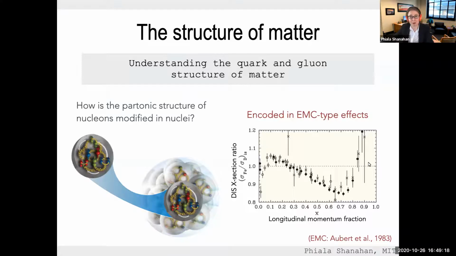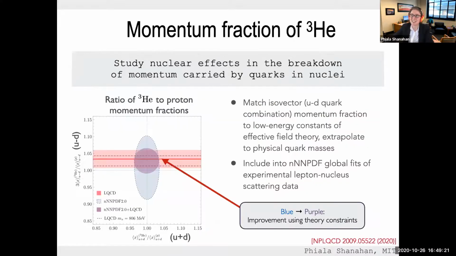We can look for nuclear effects in various quantities, and one of the simplest is in the momentum fraction that we saw before for the proton. What I'm showing here is the ratio of the momentum fractions in helium-3 to that in the proton. On this axis is the up minus down quark combination, and on this axis is the up plus down quark combination. So how much momentum these combinations of quarks carry in helium-3 divided by the same in the proton. From fits to experimental data, you have this blue ellipse here. Then from our first principles calculations, we're able to put this red band on the plot.